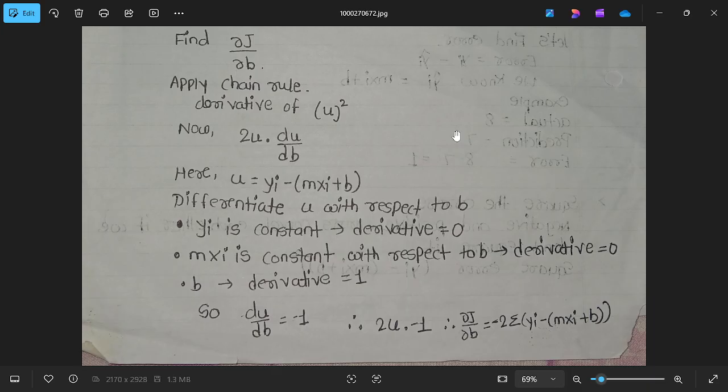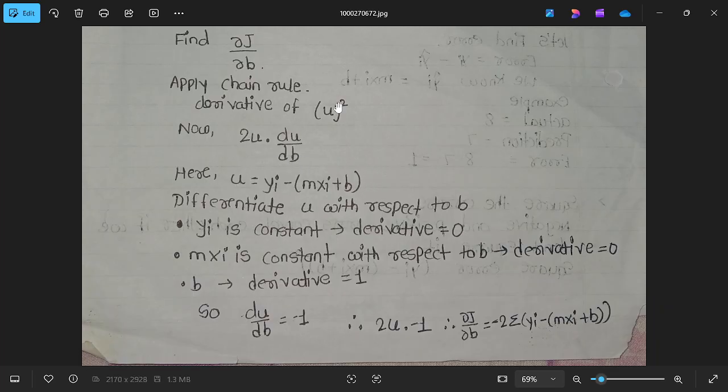You have to know all the derivations, how to derive. You have to learn all the calculus, how to differentiate the equations. Only then will we understand all these steps which I am doing here.